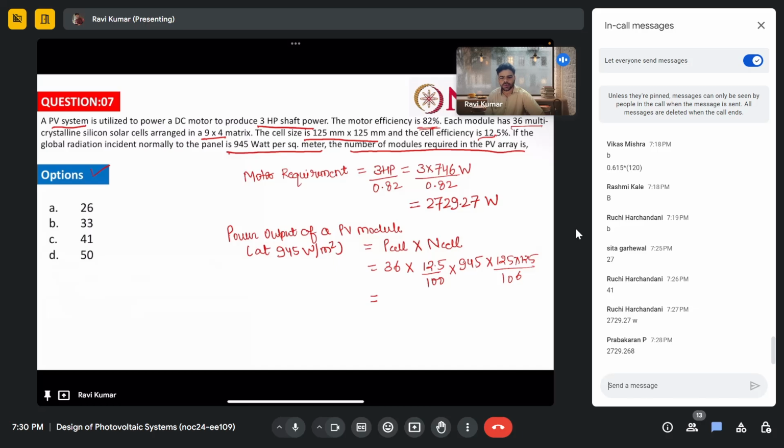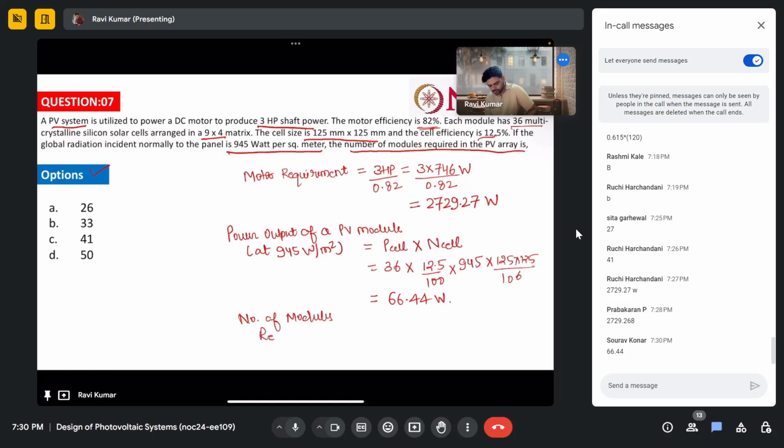How much power output of a PV module? Yes, Saurav, you are right. 66.44 volt. Then number of modules required equals motor requirement divided by P module. 2729.27 divided by 66.4.